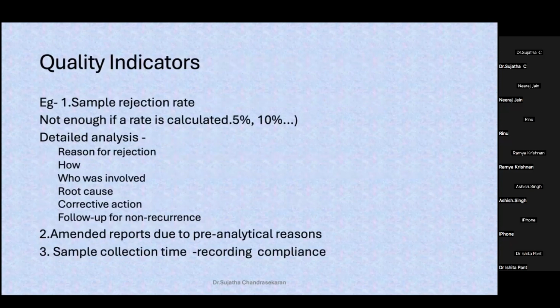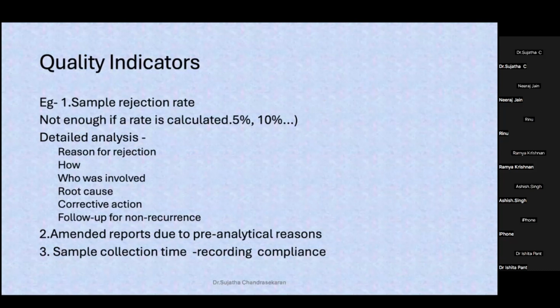Most of the labs do a sample rejection. Sample rejection rate, target 5%, 10%. Our achievement is 2%, so rejection is fine. No, that is not the way to do the analysis. Most of the labs do it like that, giving an arbitrary benchmark based upon their interaction with their colleagues. So you have given 5%, I will also give 5%. Right?